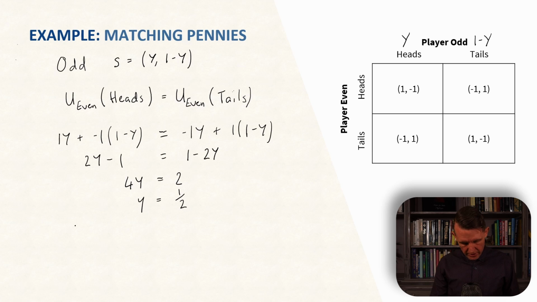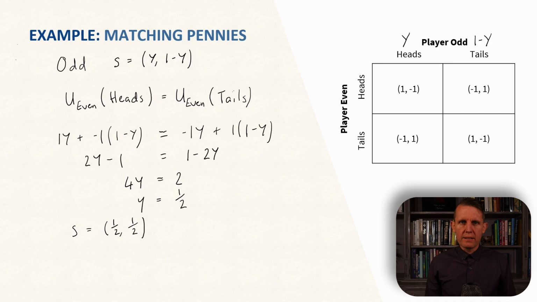So for odd, the strategy would be half, half. If we solve for player even, we'd simply find the same answer because this is a completely symmetrical game.